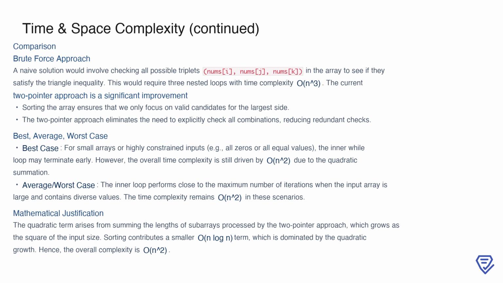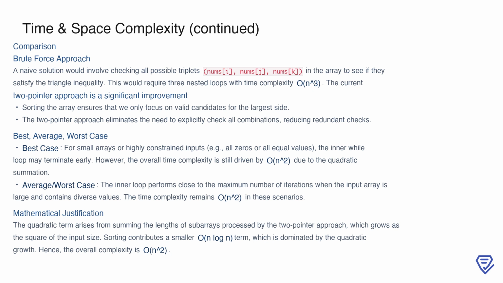In terms of best, average, and worst-case scenarios, the best case occurs when the inner while loop can terminate early, such as with small or highly constrained inputs. However, the overall complexity is still dominated by O(n squared). In the average and worst cases, where inputs are larger and more diverse, the inner loop runs close to its maximum iterations, and the complexity remains O(n squared).